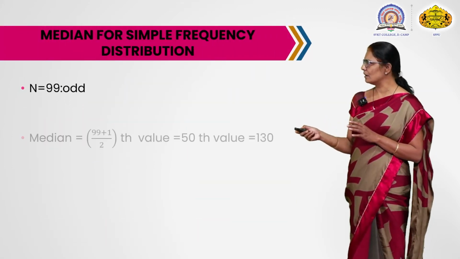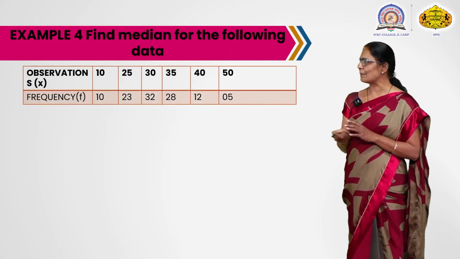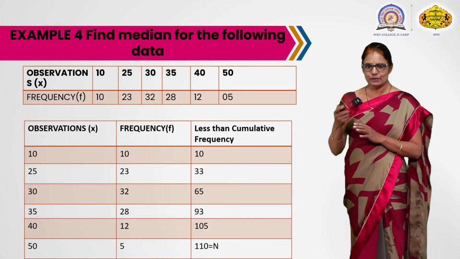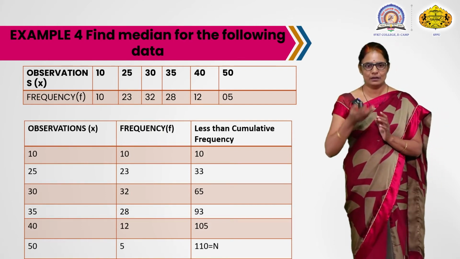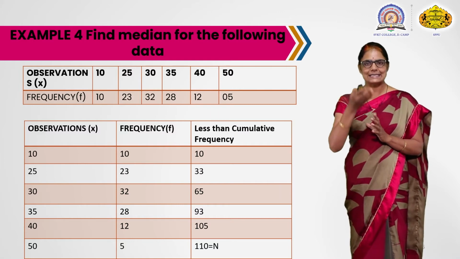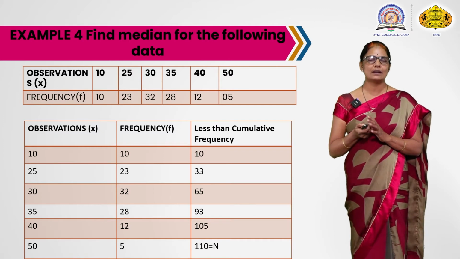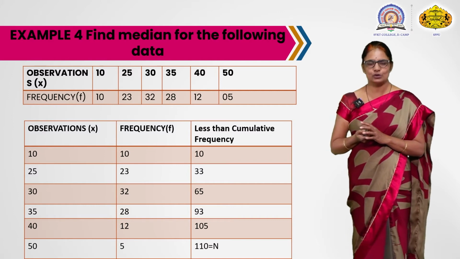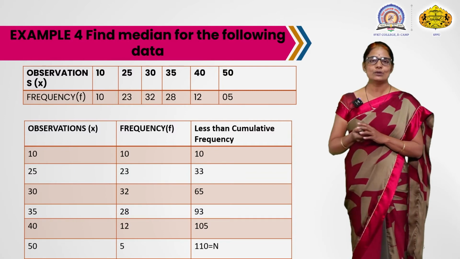Now let us consider another example. In this example, we consider the number of observations capital N equal to 110. We are given the data as in the previous example. In the first column we write the observations, in the second column we write all the frequencies, and in the next column we calculate the less than cumulative frequencies. The last number is the total frequency, that is capital N, which is 110. So 110 is an even number.